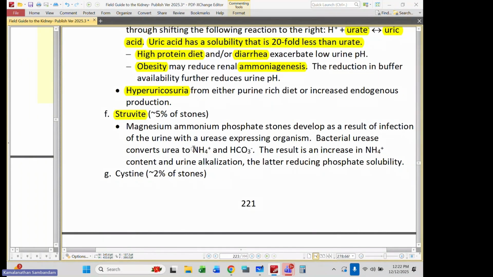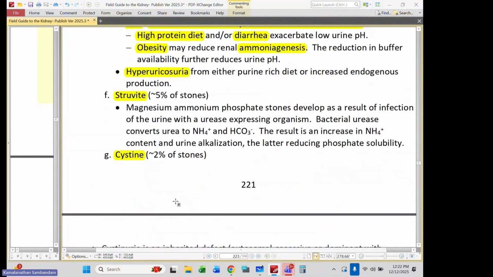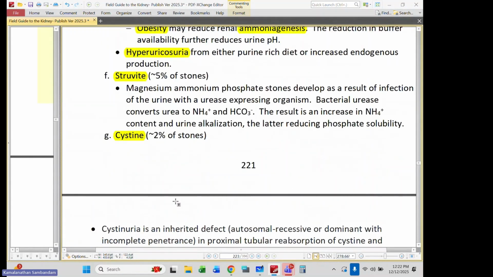Moving on to struvite stones. Now we're getting into the single digits: struvite stones, cystine stones, in the types of stones that you're going to encounter. When we see struvite stones, magnesium ammonium phosphate stones, we think of these being the end result of a UTI with a urease-expressing organism. Okay, what happens when a bacteria expresses urease? Well, you split urea into bicarbonate and ammonium. Okay, bicarbonate and ammonium.